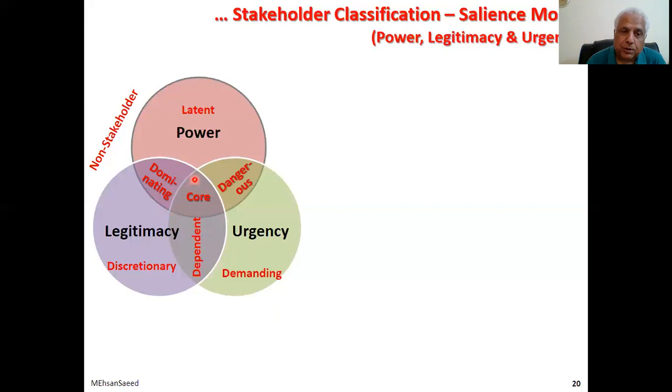Then comes this category, the dominating type. Because of this now, the dominating are restricted in this. So they are the next important. These are the people you must watch very carefully.